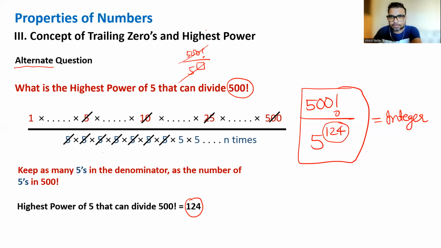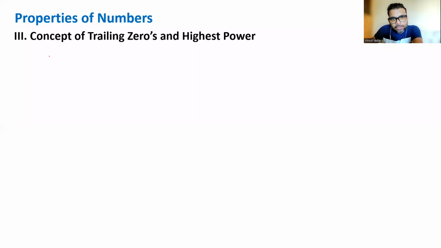Just one last thing I want to sum it up more. Suppose I take a number 150 factorial and I want to prime factorize it. Prime factorize means what is the highest power of 2, what is the highest power of 3, what is the highest power of 5, and so on. So let's do that exercise once again. Successive division.